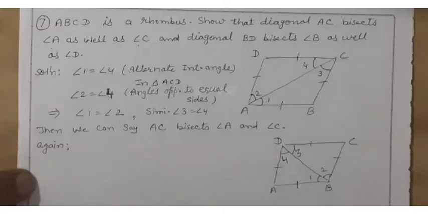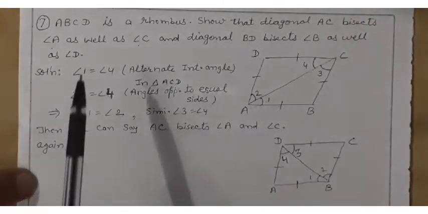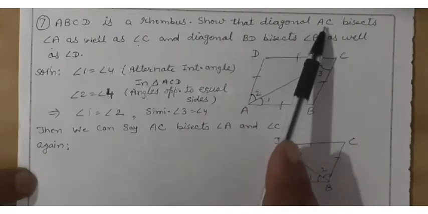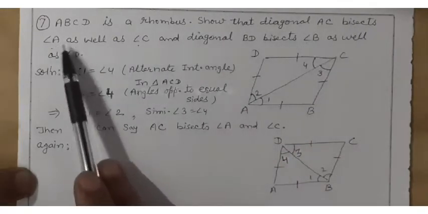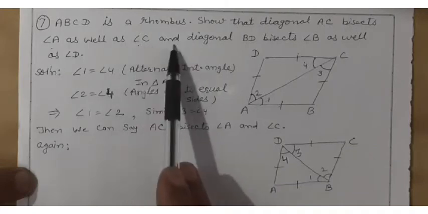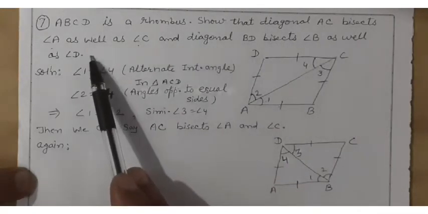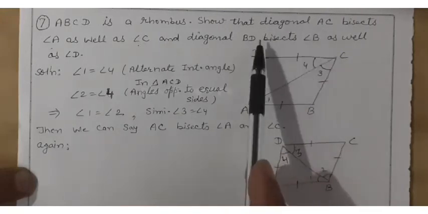Yes, come on students, question number 7. That is again very important. One logic is there. ABCD is a rhombus. Show that diagonal AC bisects angle A as well as angle C, and diagonal BD bisects angle B as well as angle D. We have two parts. One part is this, second part is this.